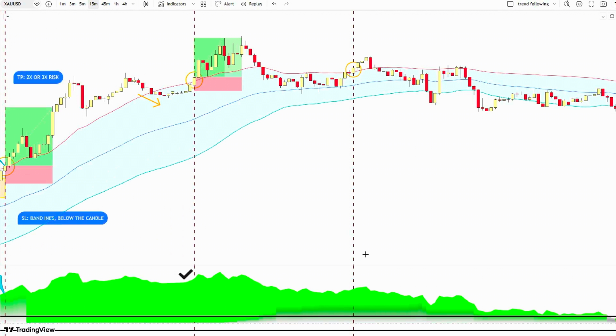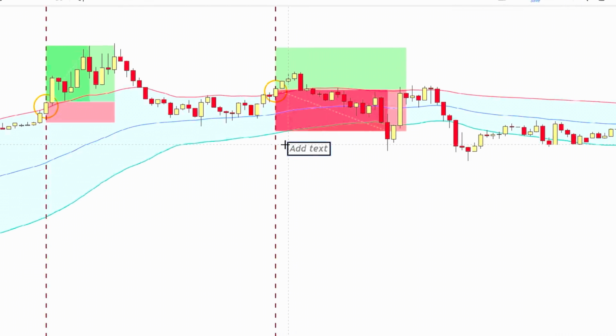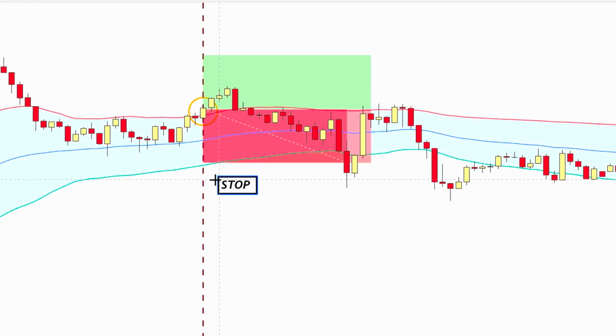And that's real. That's just how probability works. You can do everything right on paper and still take a loss, which is exactly why the 2 or 3 times risk target matters so much, because the winners are built to cover more than one of these.